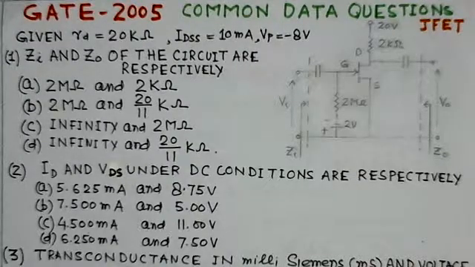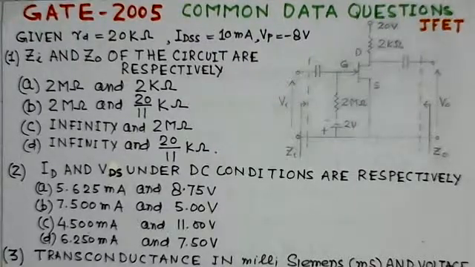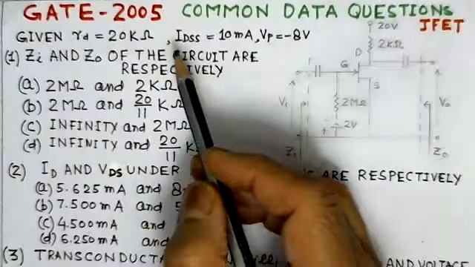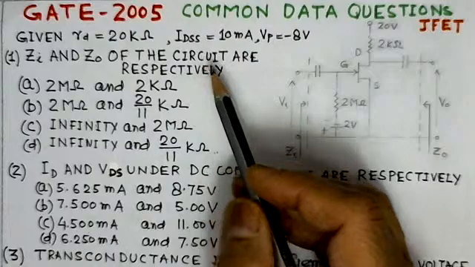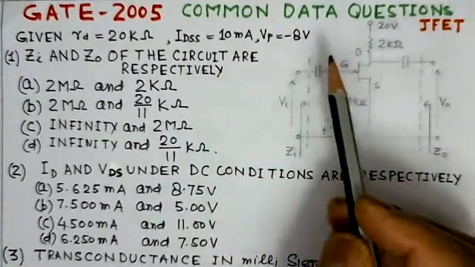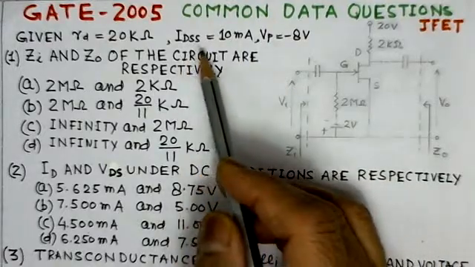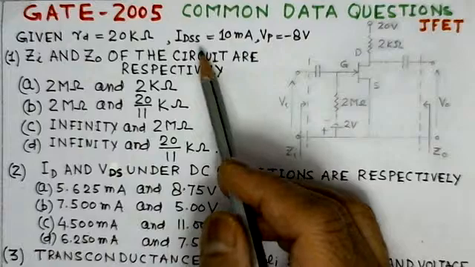After uploading the conceptual video lecture on junction FETs, the solution of two related GATE problems has been taken up, and both the problems are on junction field effect transistor amplifiers. These problems are of GATE 2005 and GATE 2002. So we start with the problem of GATE 2005. We'll read out the problem first and then see what all is to be done here.